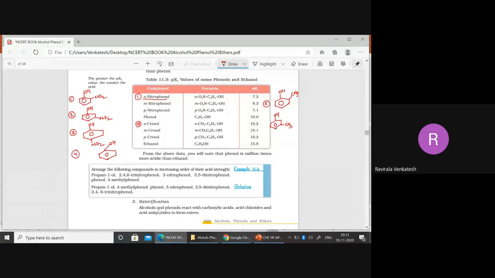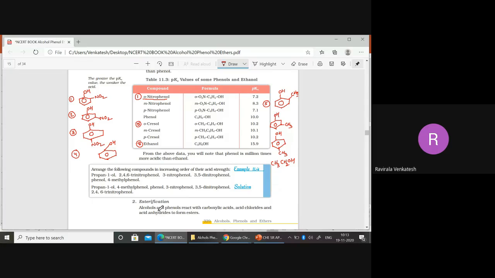Here, paracresol. And the fifth, sixth, seventh, eighth one, this one. Ethanol, you know this one, CH3CH2OH. I have written all the molecules, right? Now, what is the question here? Which is having more acidic character?